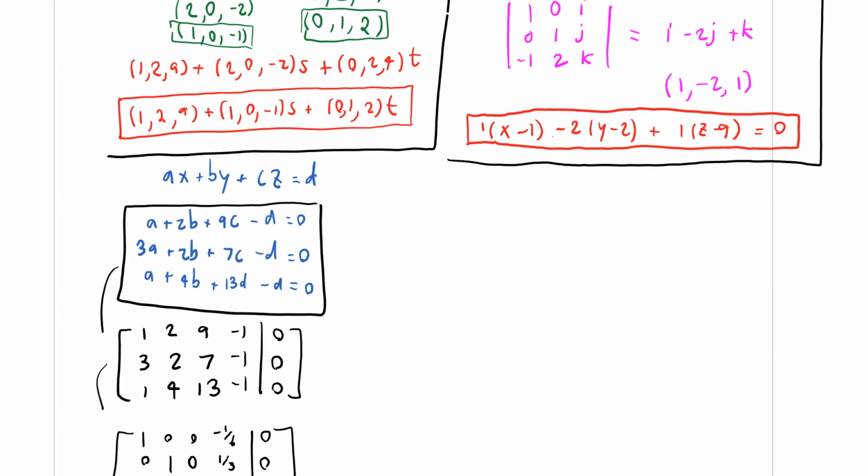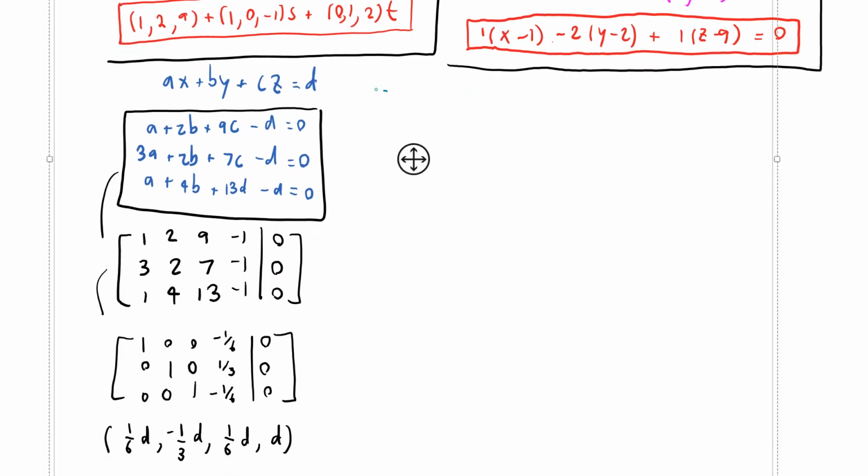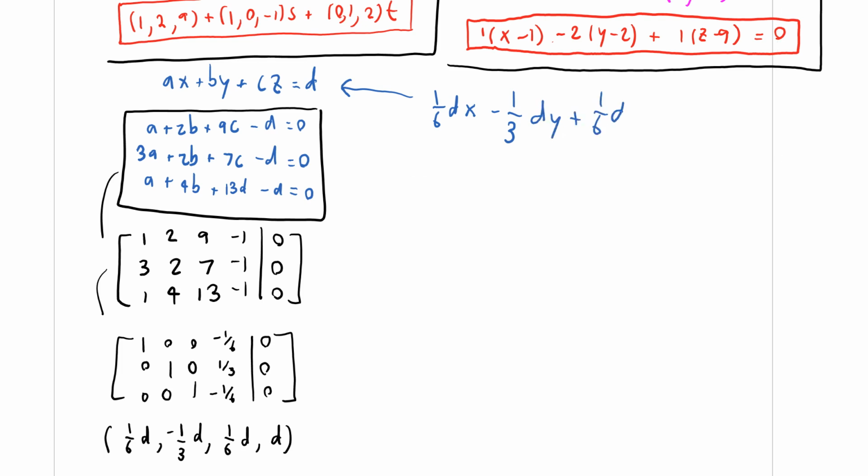So that means the equation of this line that I'm looking for is going to be 1/6 d. Wait, I don't want to use the same color. It's going to be 1/6 dx minus 1/3 dy, and then plus 1/6 dc equals d.